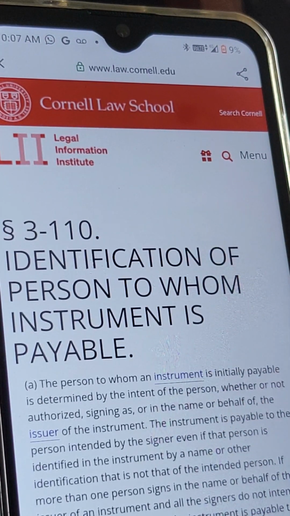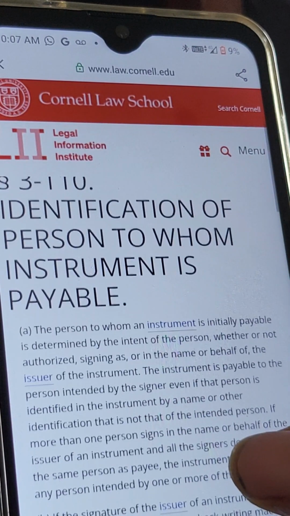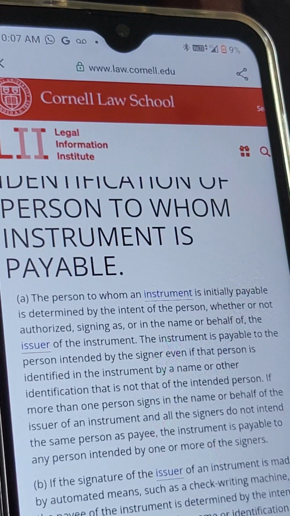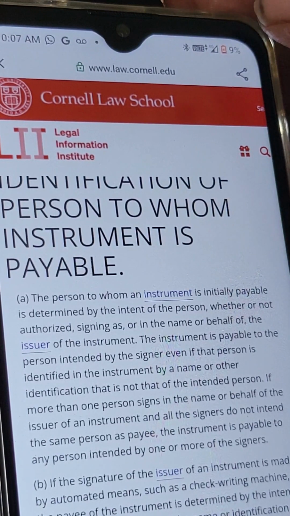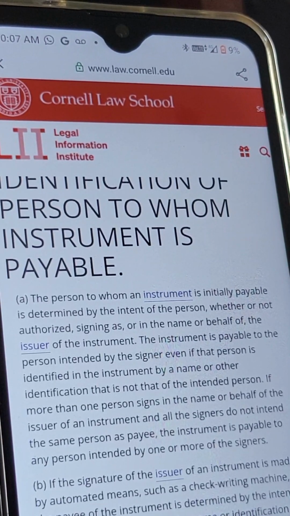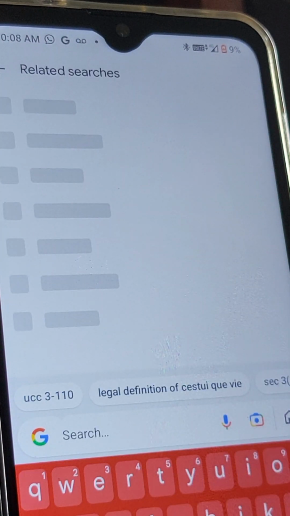3110, identification of person to whom instrument is payable. A person to whom an instrument is initially payable is determined by the intent of the person. The intent of the person. Let's see, I could do a new tab.